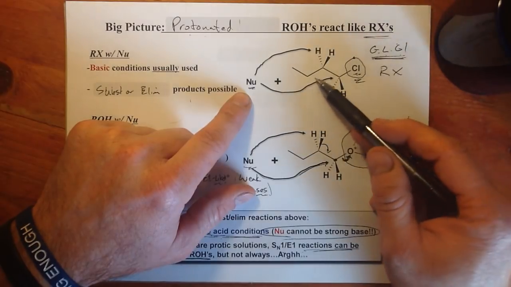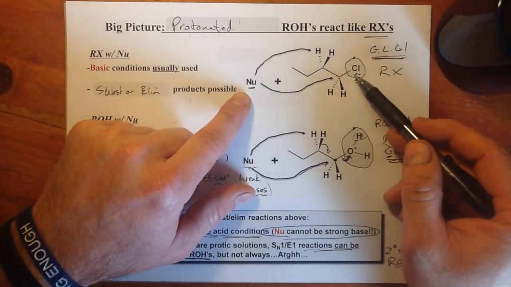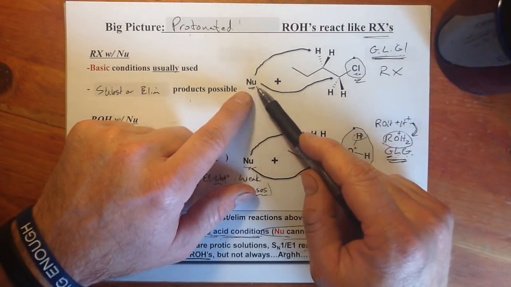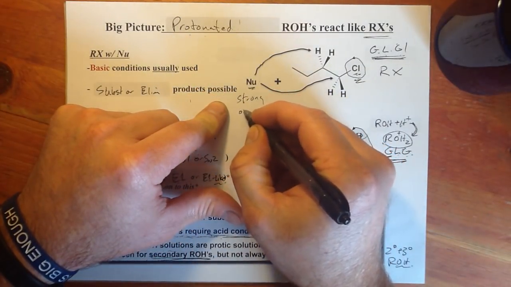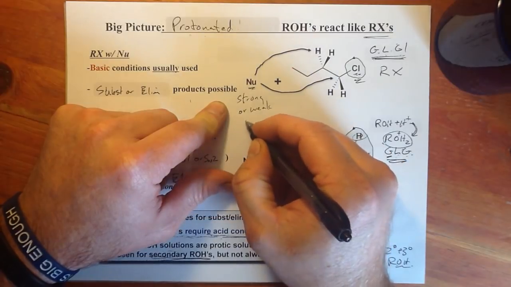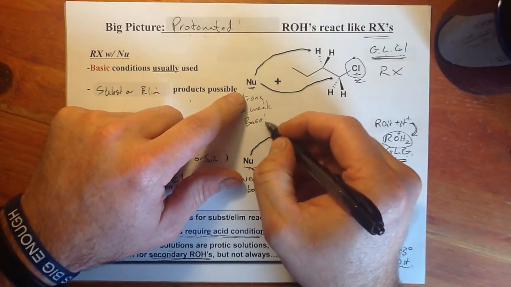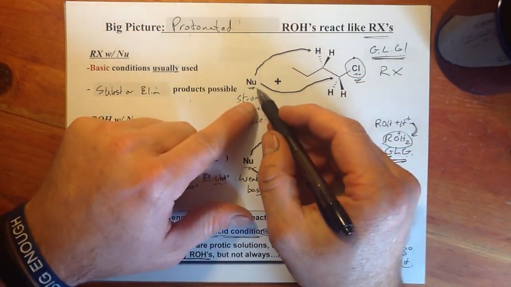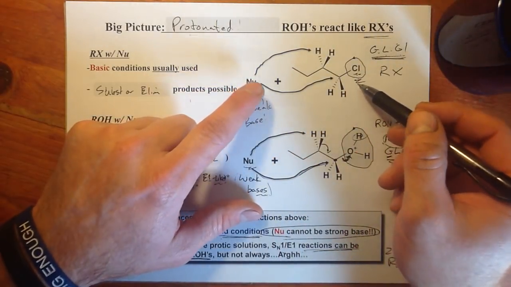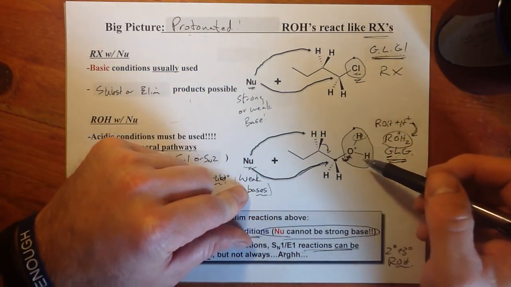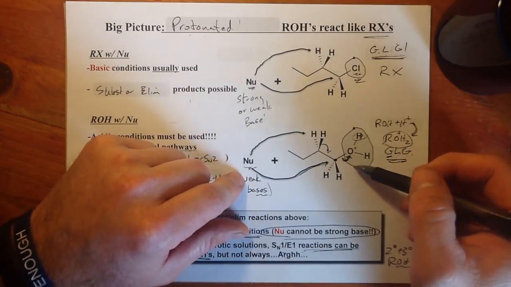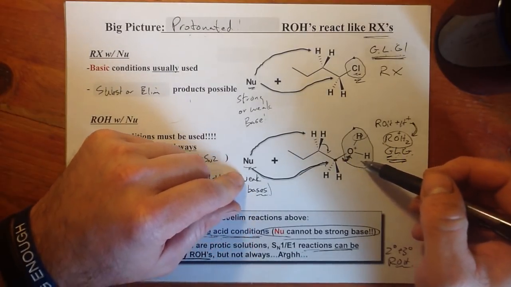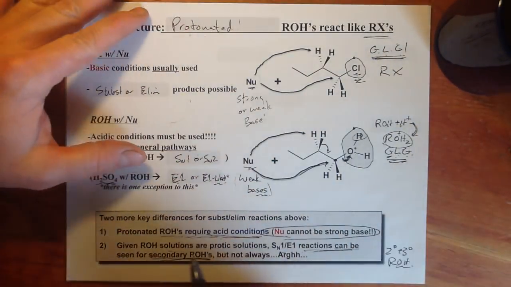Halogens on the alkyl halide are ready to go. They don't need any protonation, so we can have a strong base or a weak base. Strong or weak base for these. And of course we need it to have either basicity or polarizability, but we don't have to have acid conditions up here. We do here. We have to have protonation of the OH group if we're going to have it be a GLG, a good leaving group.